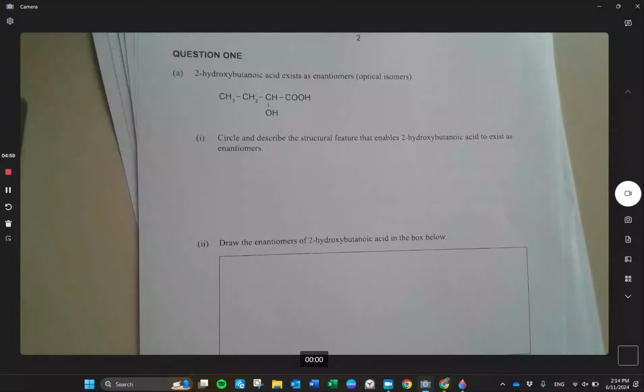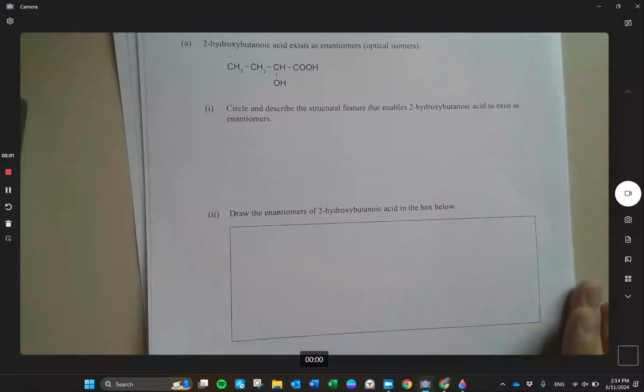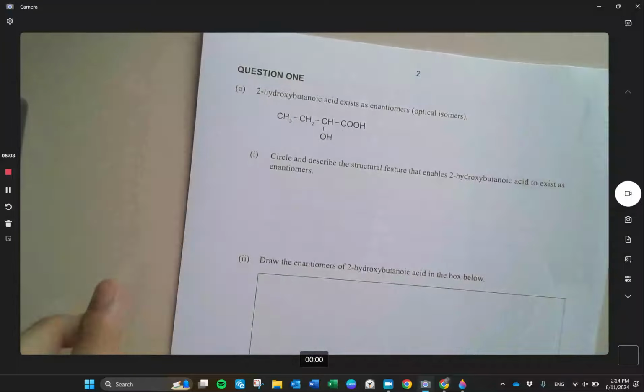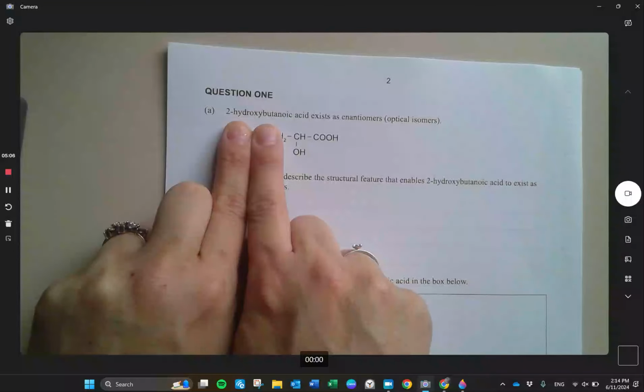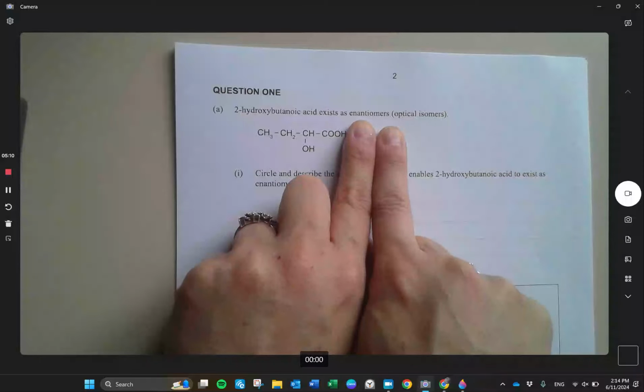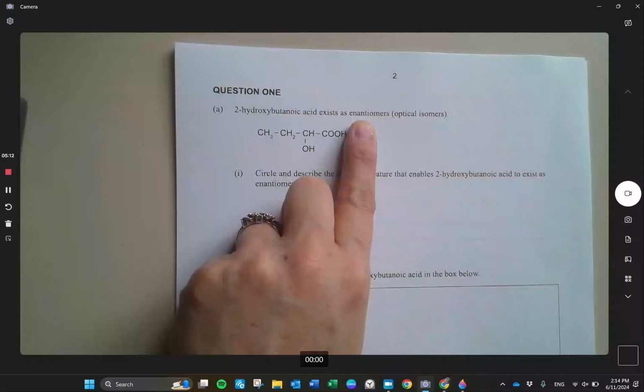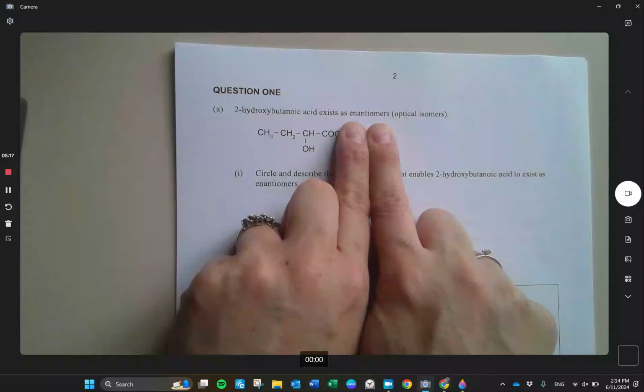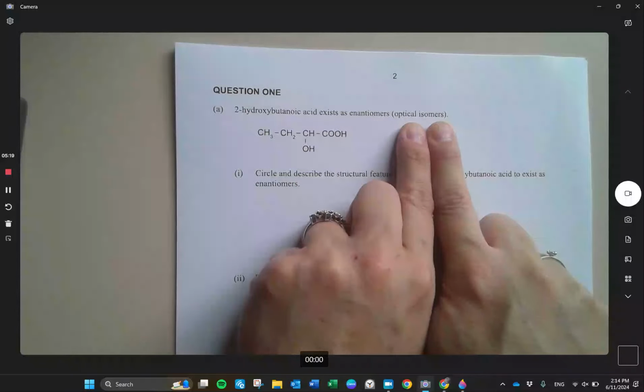I'm trying to spot to drop my paper. So this one here has 2-hydroxybutanoic acid, and it tells me that it can exist as enantiomers. So one of the things that I've written down here that you need to know is some of your vocabulary. So we need to know what the word enantiomers mean. It also means optical isomers.